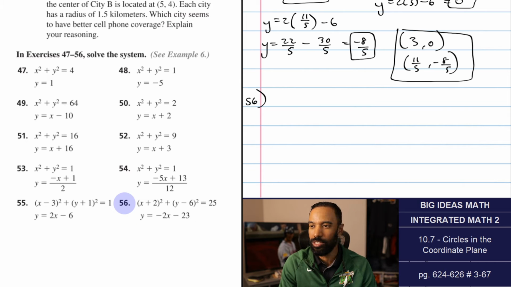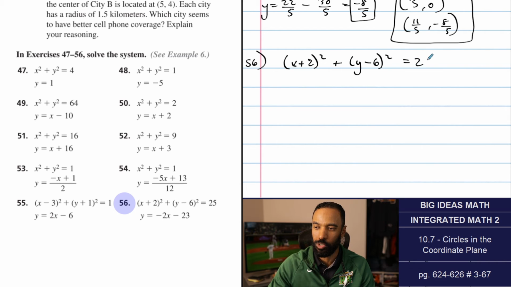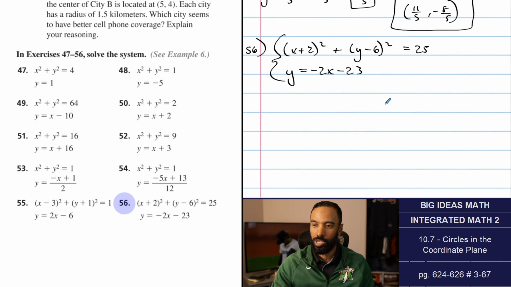Number 56. It's a lot of problems for the same kind of setup each time. I'm very surprised by that. x plus 2, I guess you're getting your practice in. So am I. Plus y minus 6 quantity squared equals 25. And this is y equals negative 2x minus 23. So negative 2x minus 23 will go into there.